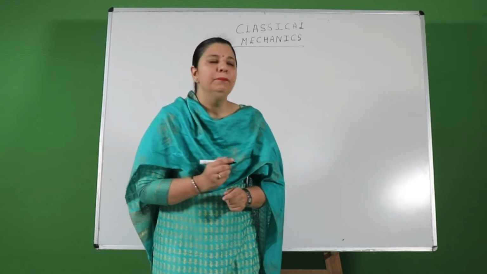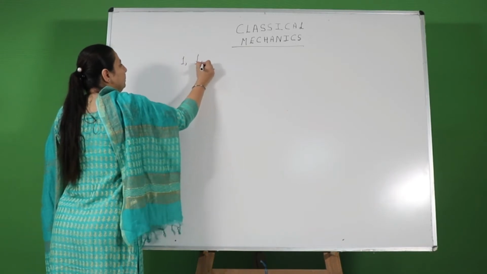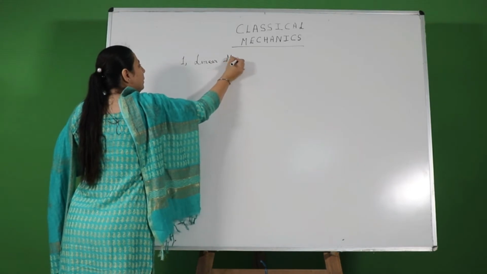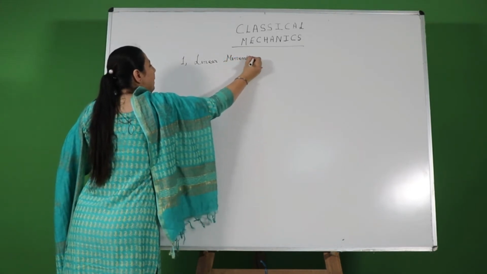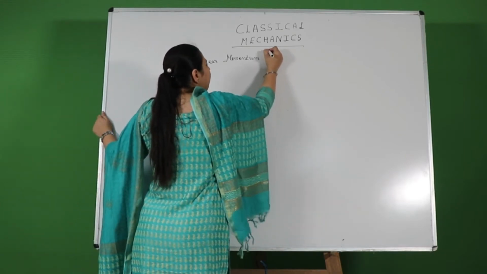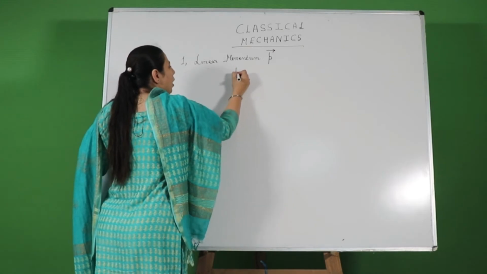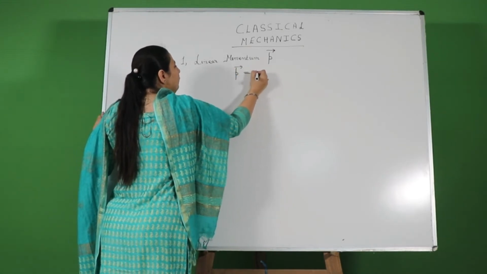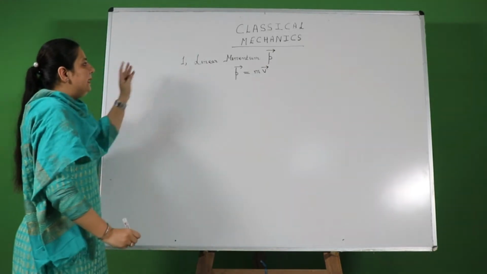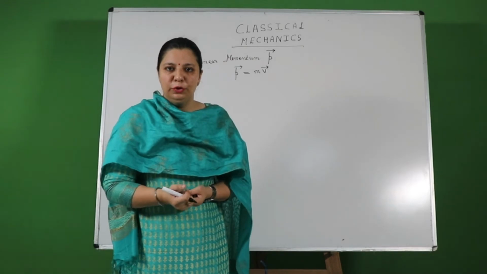So first of all, as you all are aware, what is linear momentum? Linear momentum is a vector quantity and it is represented by P vector. And P vector is given as the product of mass with the velocity. Okay. So this linear momentum basically deals with the translational motion.